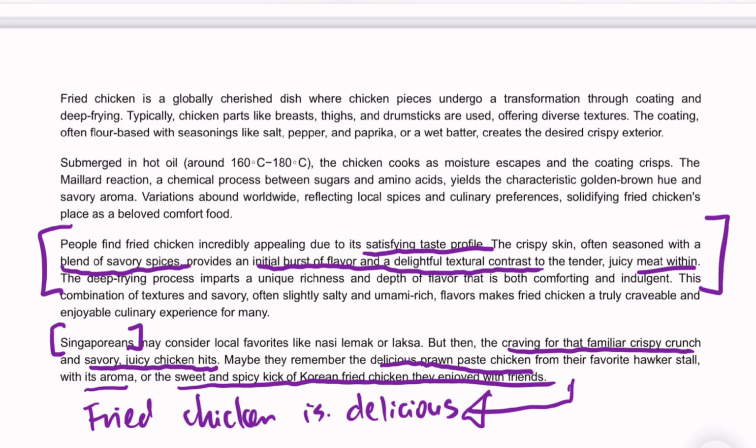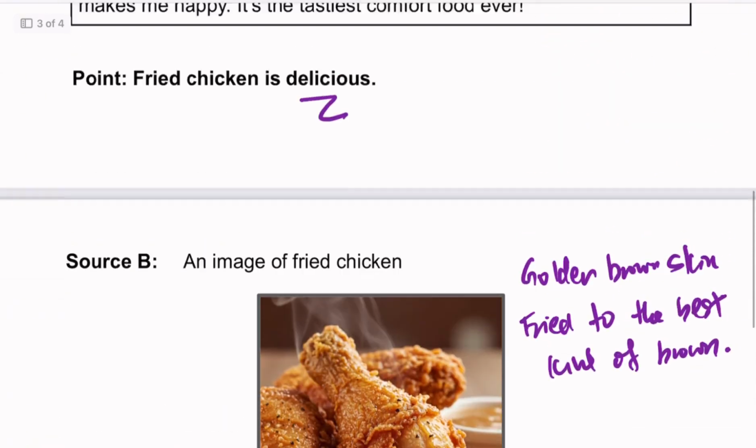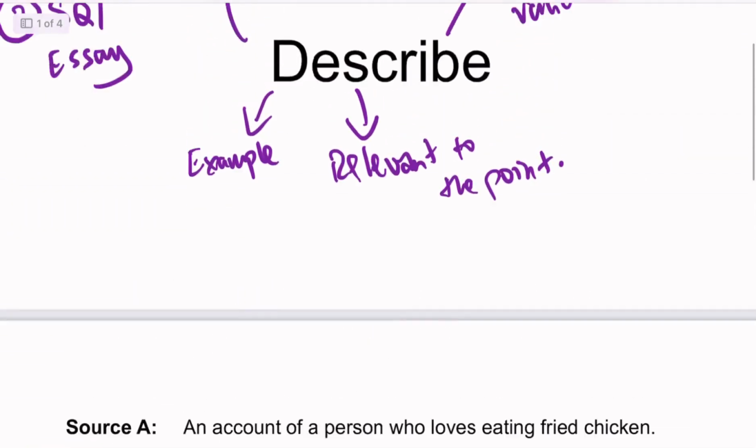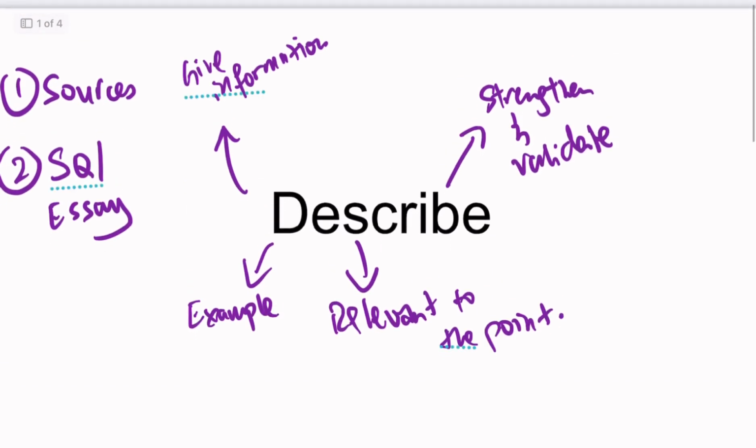So again, in a nutshell, just to sum up very quickly, description, these are the four things you need to take note of when you describe next time.